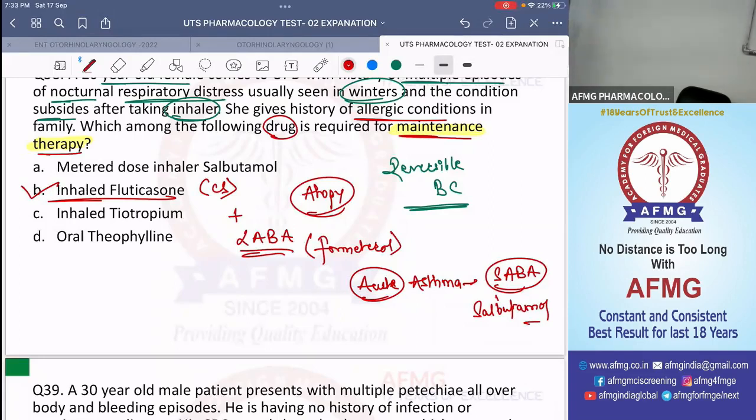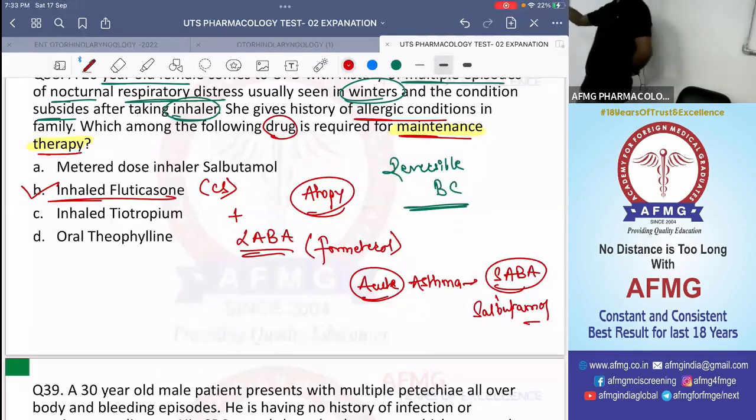Answer was the M3 blocker that is to be added, which is known as tiotropium or ipratropium, to be added in either format. Okay, so tiotropium or ipratropium is the third drug to be added after corticosteroid and LABA. Usually we will go for tiotropium or ipratropium, which is the M3 blocker. M3 receptors on the bronchus would be blocked, and as these M3 receptors are blocked, there will be bronchodilation.